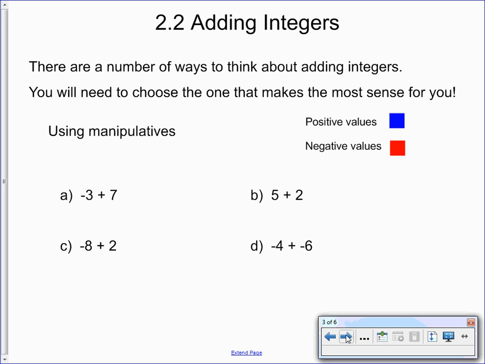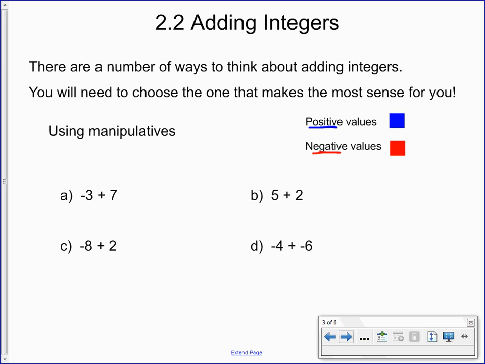Let's look at another way. Kind of similar, but it's just using manipulatives, or some sort of shape or whatever you want to use. I'm going to use squares. My positive values are blue. My negative values are going to be red.